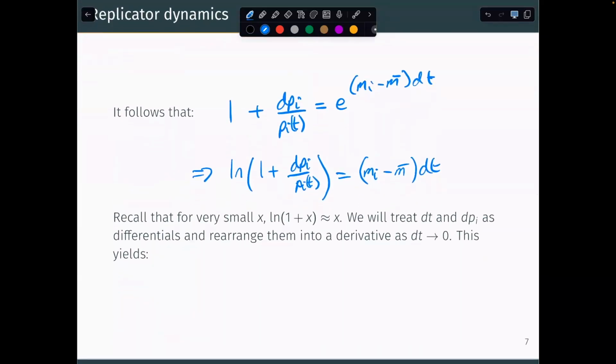So that means that we can write dpi over pi of t is going to be approximately equal to, so all I've done here is take this term, this is my x, log of 1 plus x is approximately equal to x, and x is very, very small. This is approximately equal to the right-hand side, which is mi minus m bar dt.